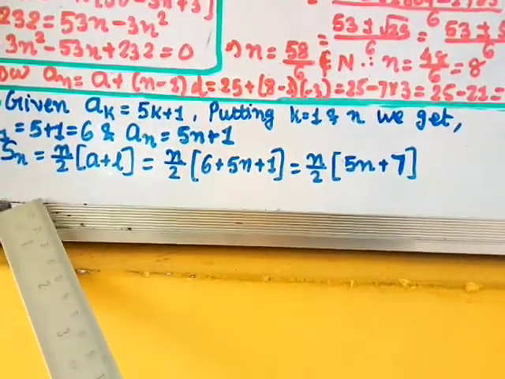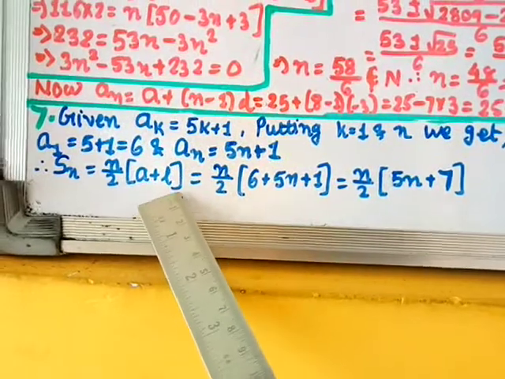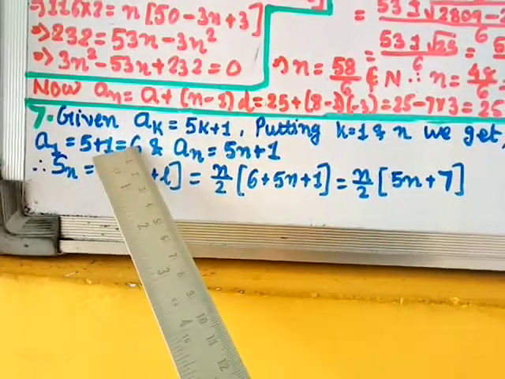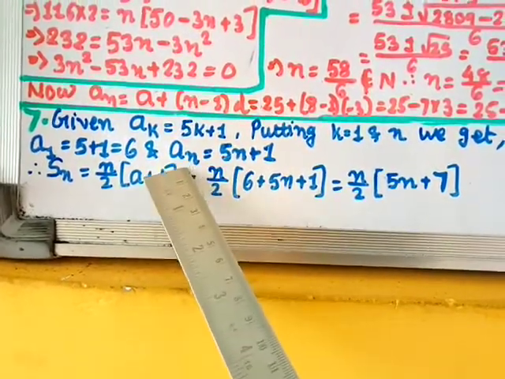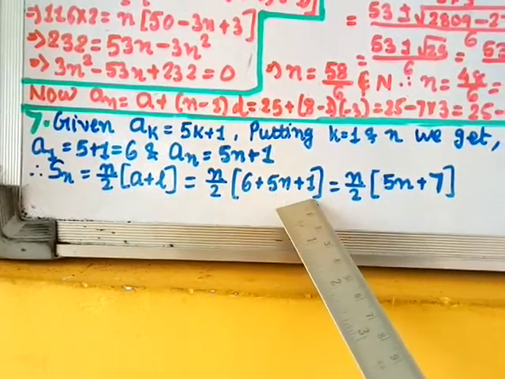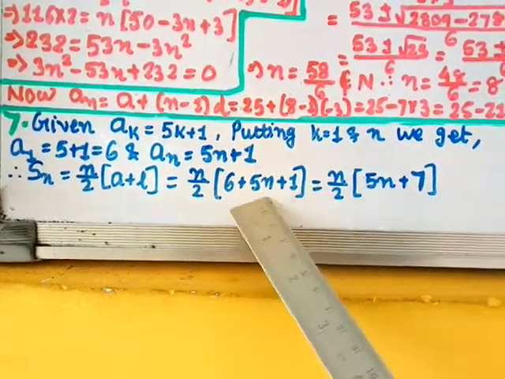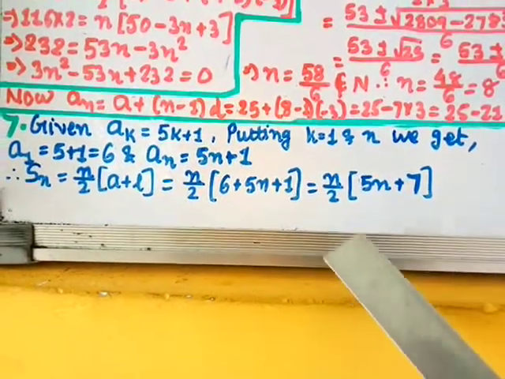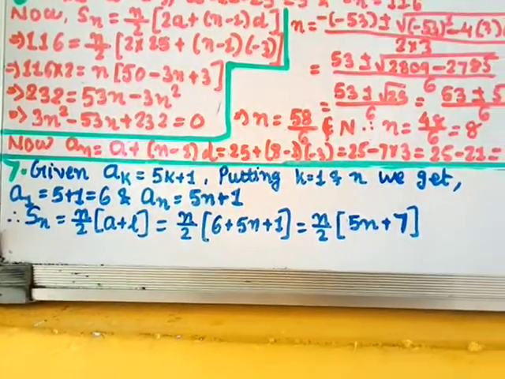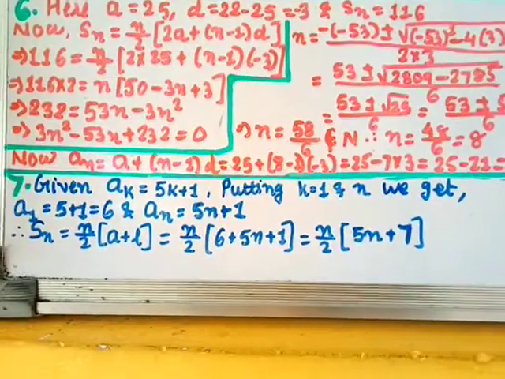So the sum Sn equal to n by 2 (a plus l), equal to n by 2, the a value is 6 plus the an value, that is the last term, 5n plus 1, equal to n by 2 as it is, 6 plus 1 is 7 and this 5n. So the sum is n by 2 (5n plus 7). So that is the solution for question number 7.